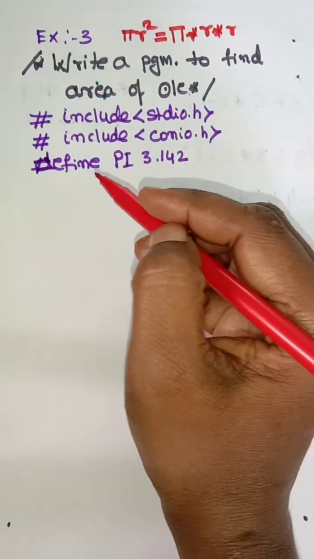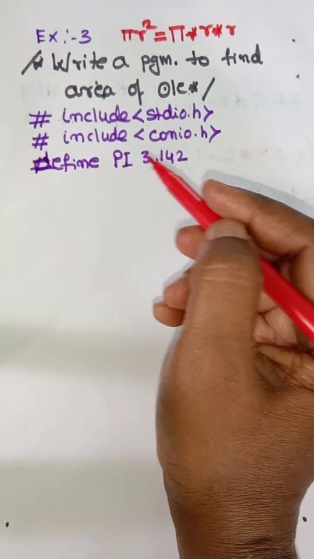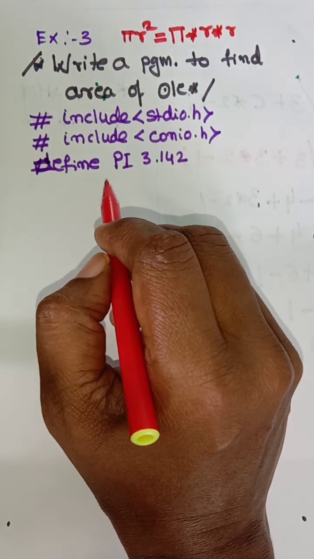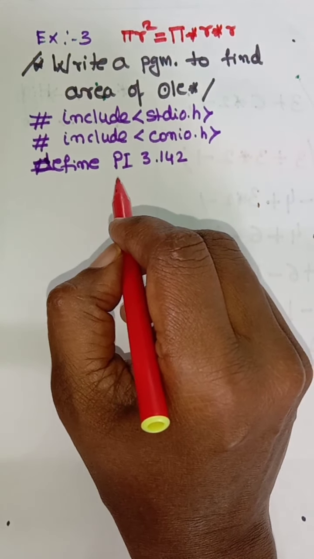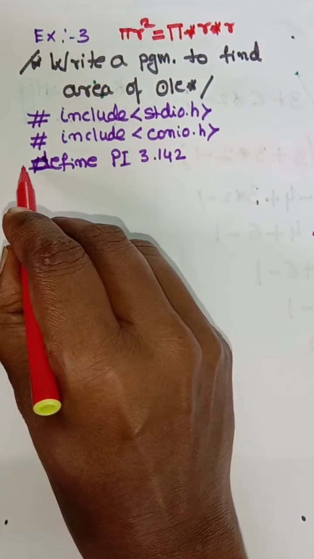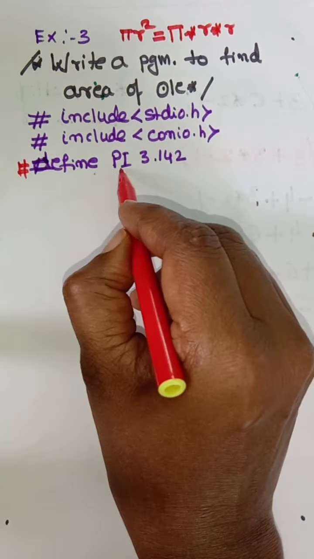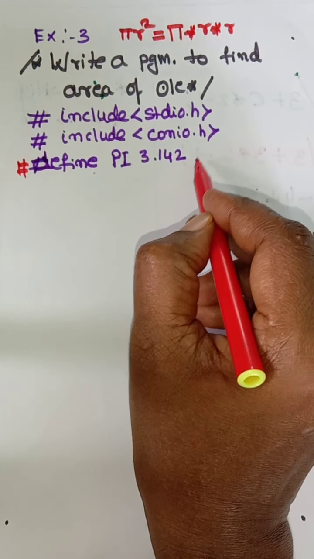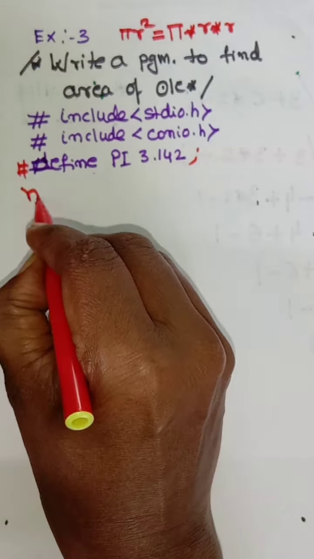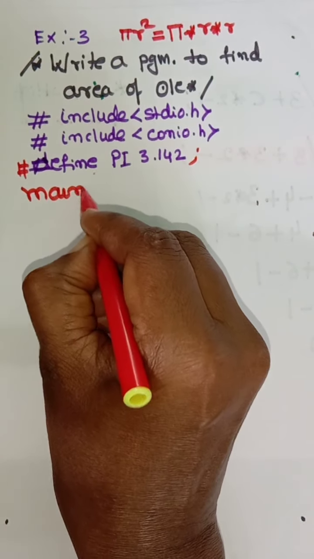Okay. So here my intention is I want to take the pi. The symbols can be defined in the definition section. Okay. How to define? Define pi 3.142. Okay. Next, as usual, you begin with the program main.